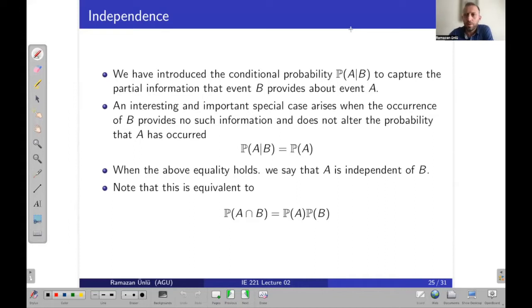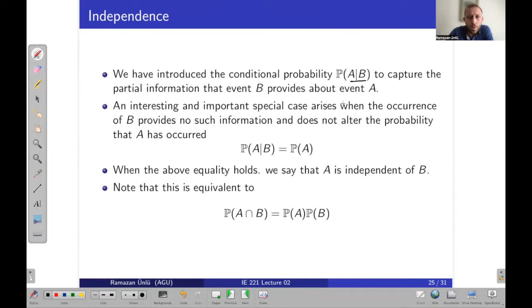In this part, we are going to look at independence. In the previous part, we introduced conditional probability, right? There's the probability of A, for example, given B, and we did this to capture the partial information that event B provides about event A. So B will provide us some information to calculate the probability of A.